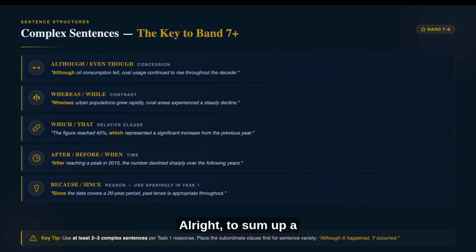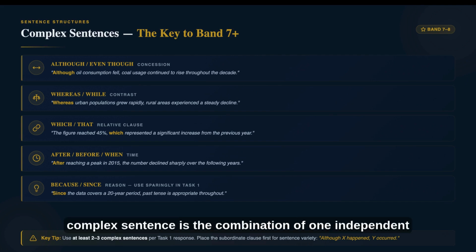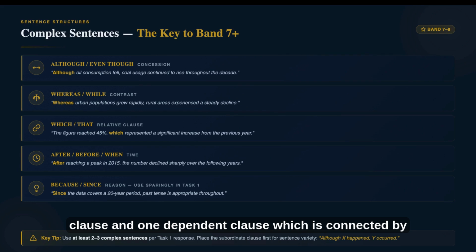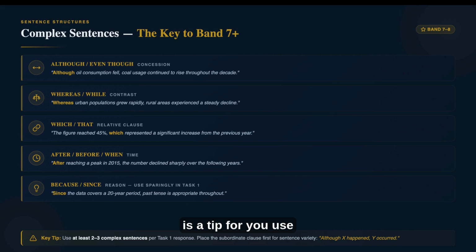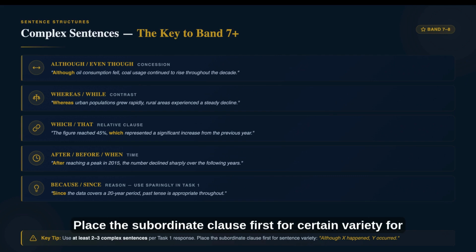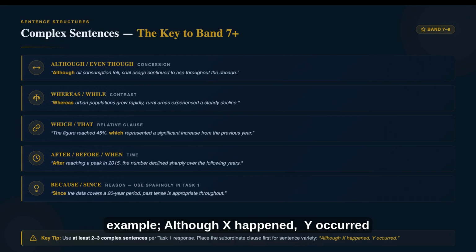Alright, to sum up, a complex sentence is the combination of one independent clause and one dependent clause, which are connected by a subordinating conjunction or a relative pronoun. This is a tip for you. Use at least 2 to 3 complex sentences per Task 1 response. Place the subordinate clause first for sentence variety. For example, although X happened, comma, Y occurred.